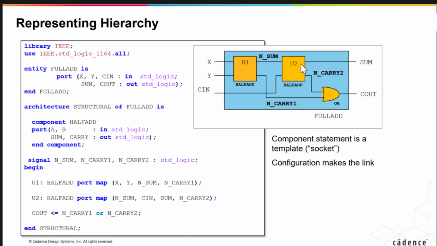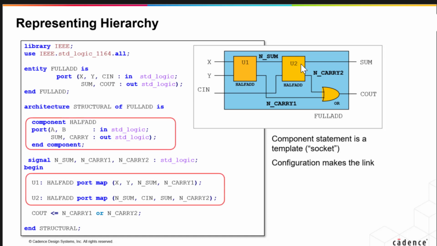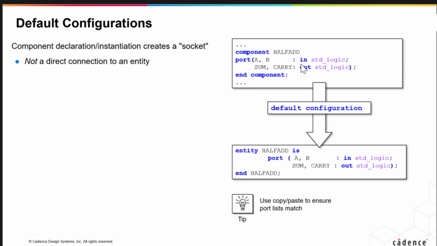The code on the slide depicts a full adder built using two half adders as shown on the right. The architecture of the full adder contains the component declaration and instantiation of the half adder which forms the socket. Which entity/architecture pair of half adder is plugged into this socket is determined by the configuration statement which we see in the coming slides.